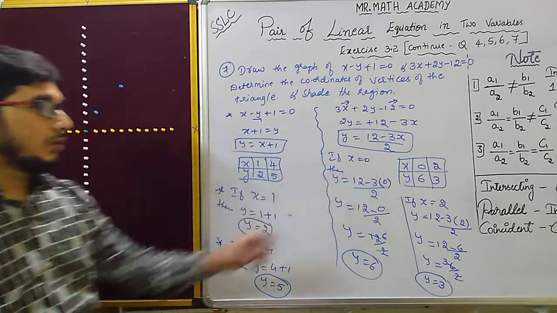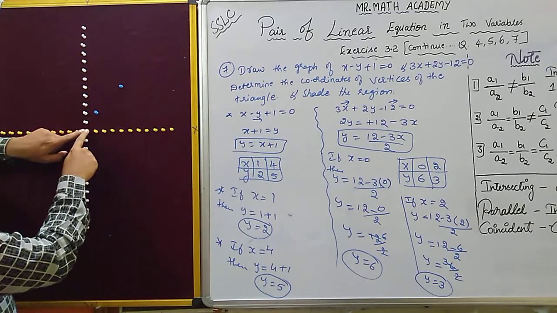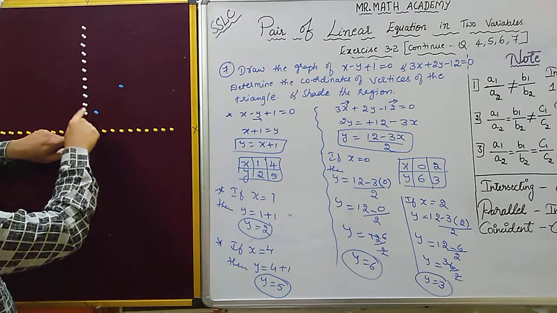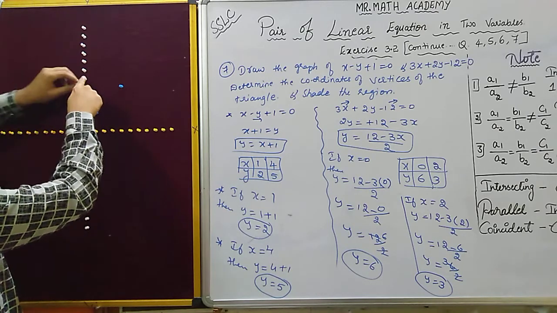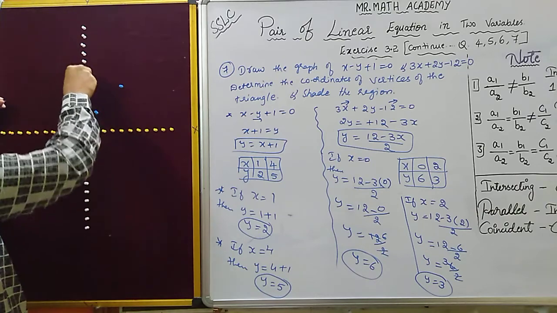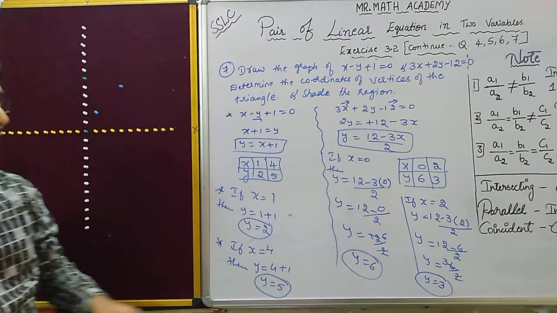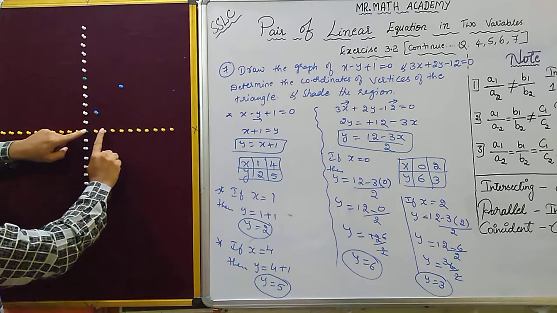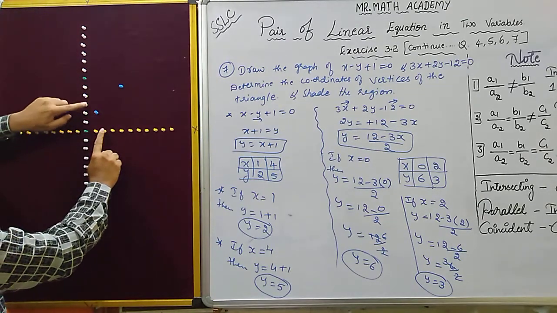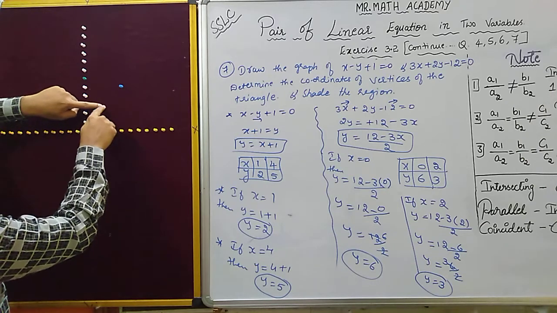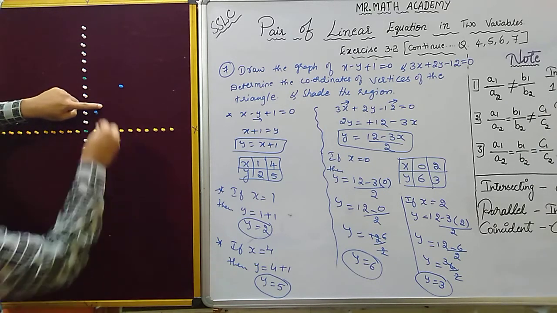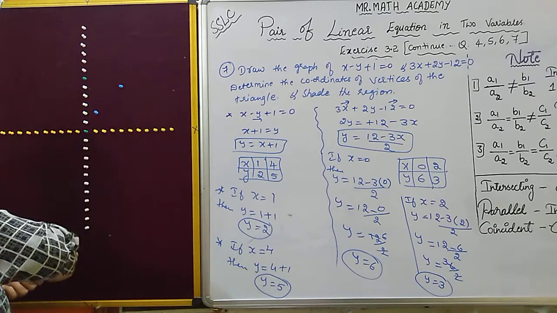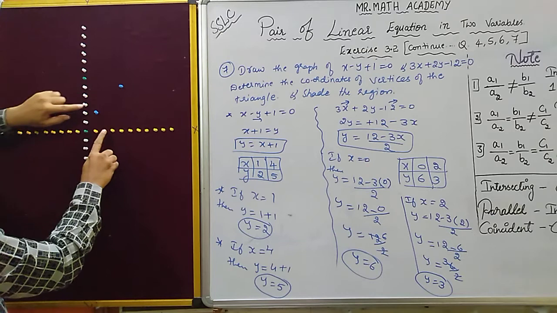X is equal to 0, y is equal to 6. X is equal to 0 means this one only. Y is equal to 6, positive, that is we have to go up 1, 2, 3, 4, 5, 6. See, green color point. X is 2, y is 3. X is 2, 1, 2. Y is positive 3, 1, 2, 3. X is 2, y is 3.